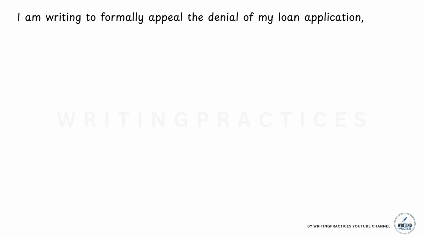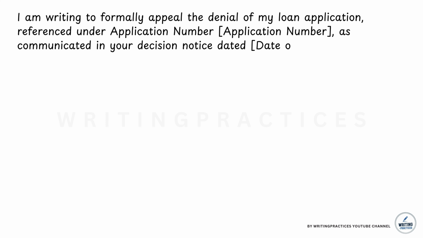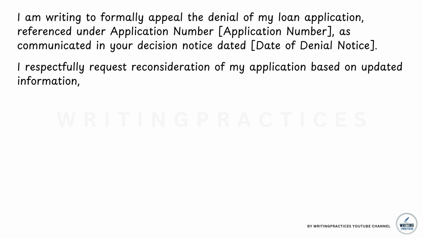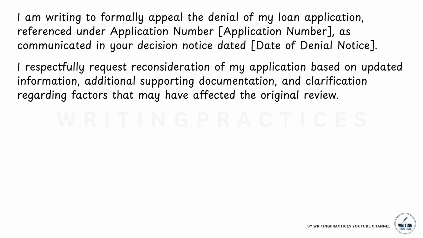Opening paragraph. Now begin the letter by clearly stating why you are writing. For example, I am writing to formally appeal the denial of my loan application, referenced under application number LN-2026-458913, as communicated in your decision notice dated May 20th, 2026. I respectfully request reconsideration of my application based on updated information, additional supporting documentation, and clarification regarding factors that may have affected the original review. This opening immediately establishes the purpose of the letter and signals that new information will be presented.